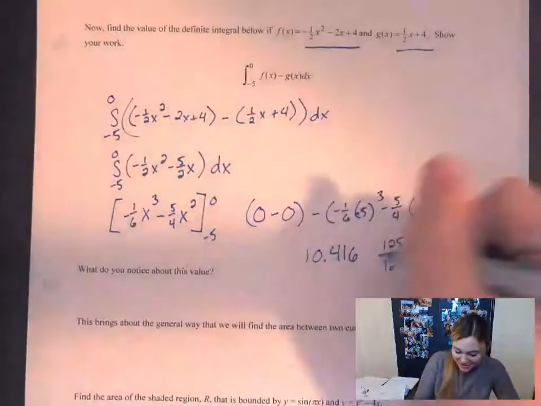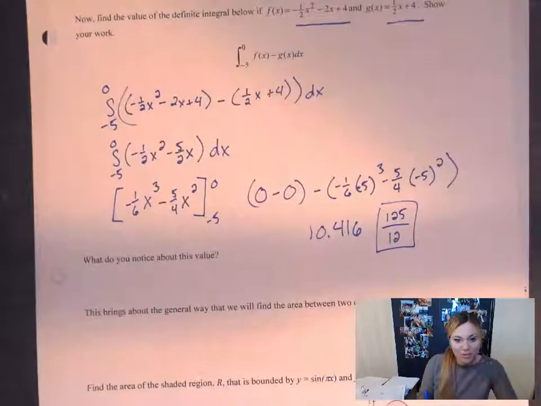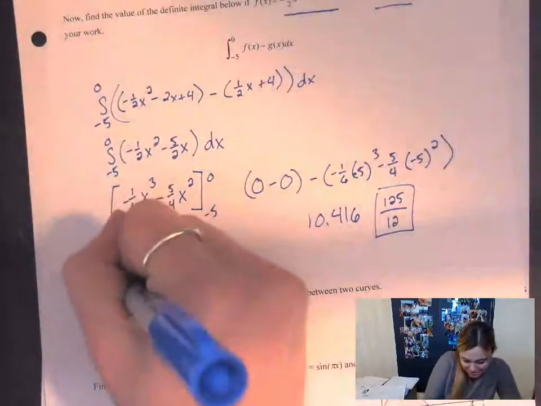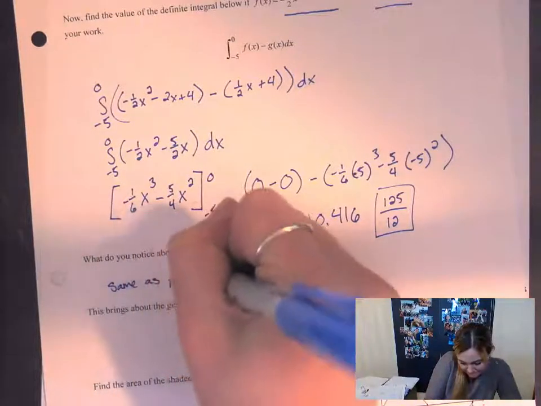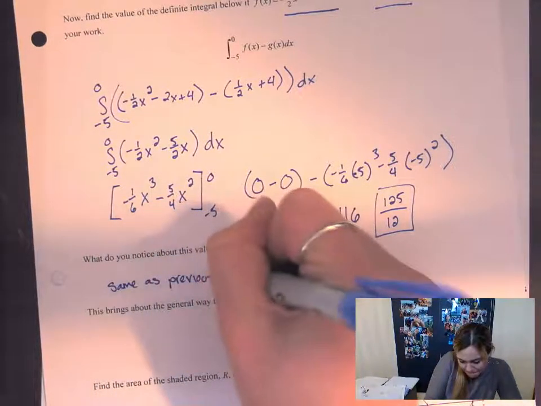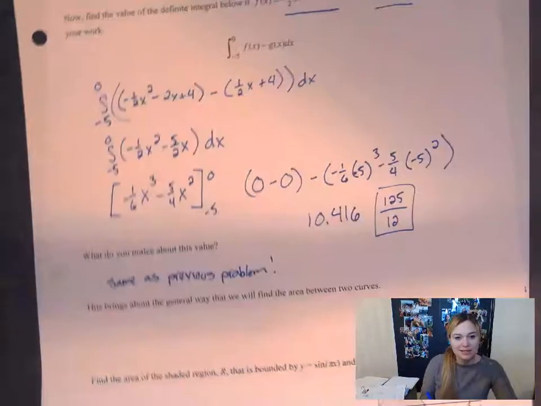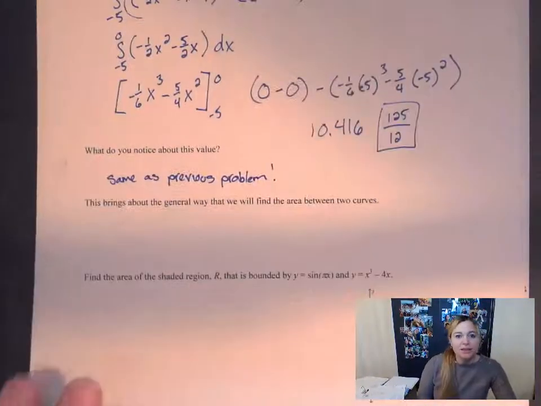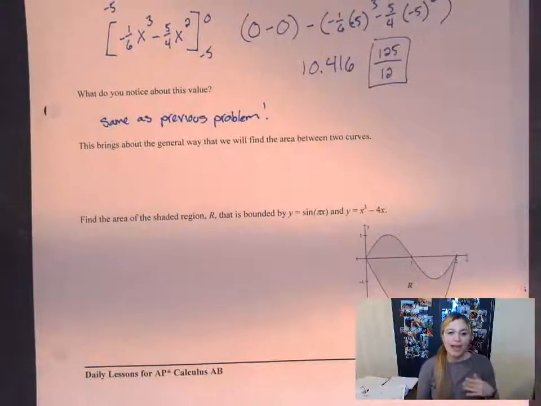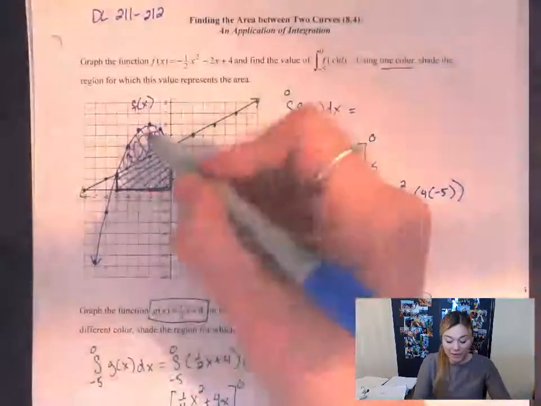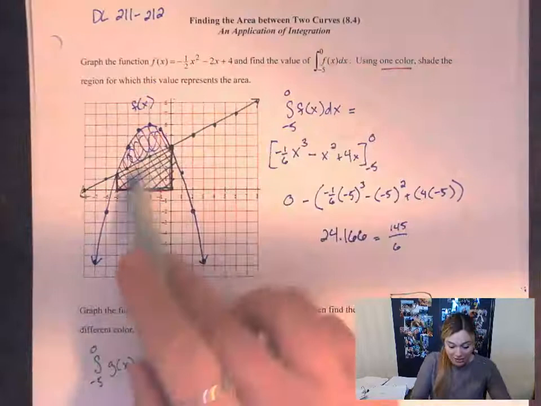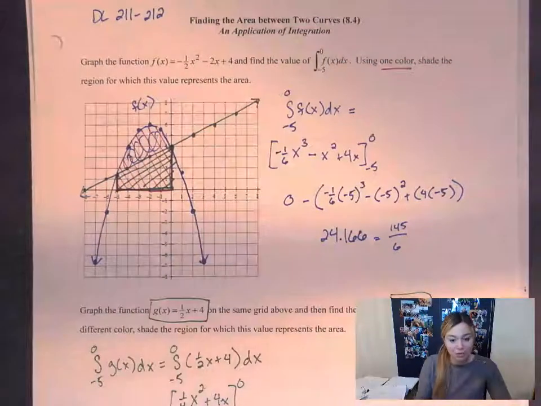Okay. So what do we notice? This was the same as the previous problem. This is the same solution. So if we want to find the area between two curves, we do not have to integrate the first function and then integrate the other function and subtract. That's what we did over here. We integrated f of x, we integrated this other function g of x, and then we subtracted.